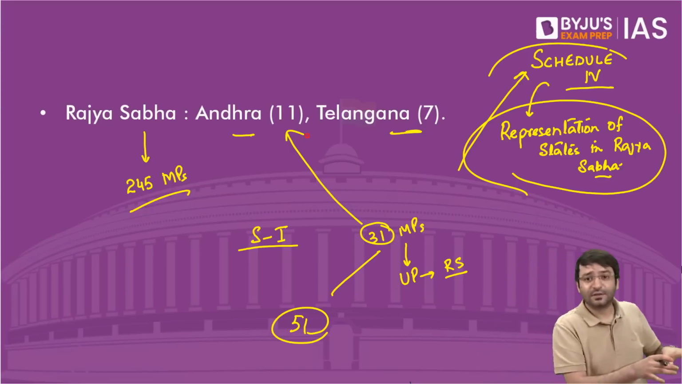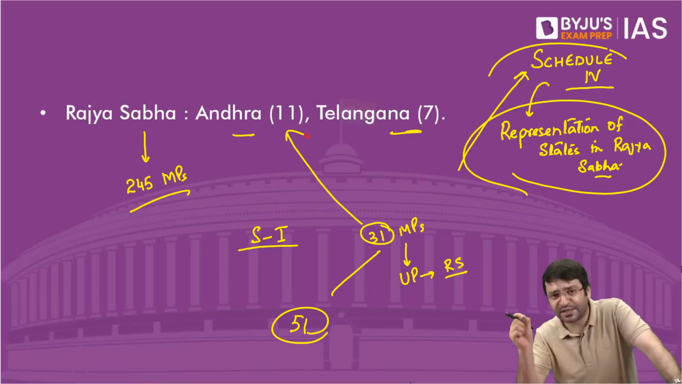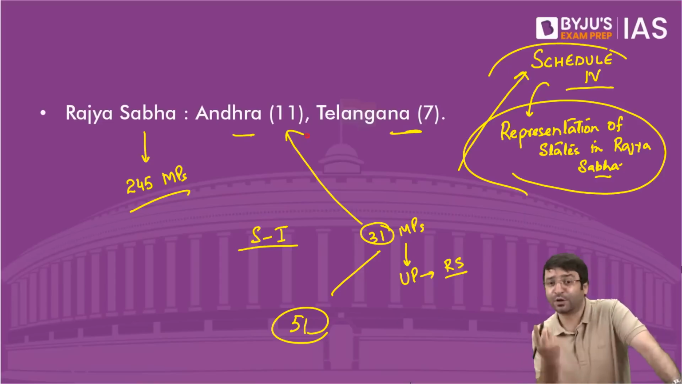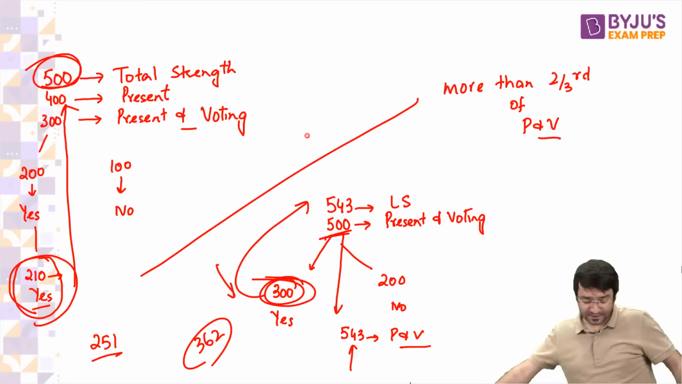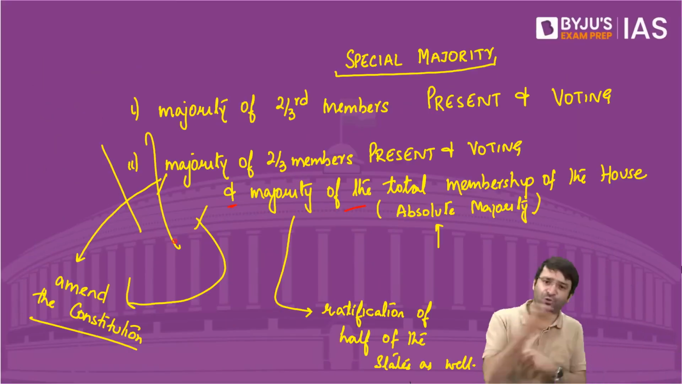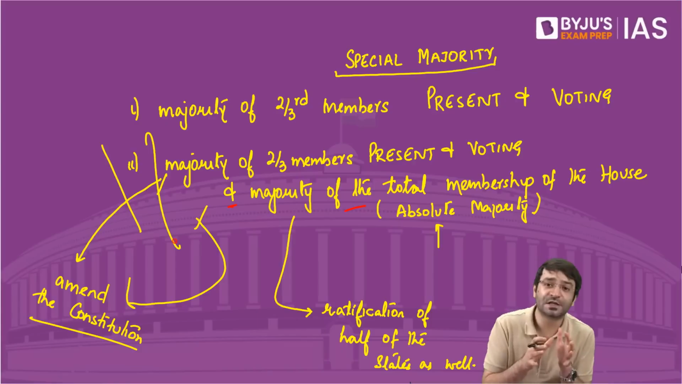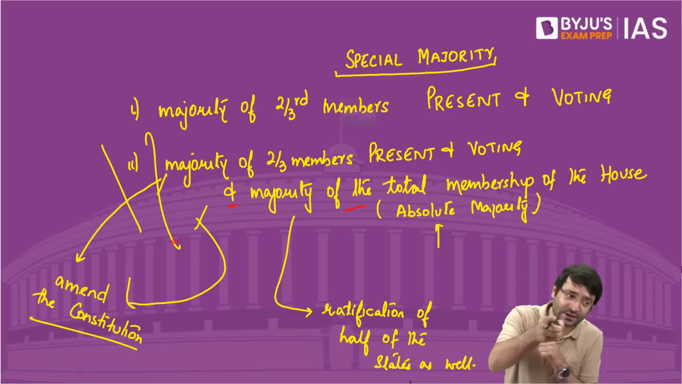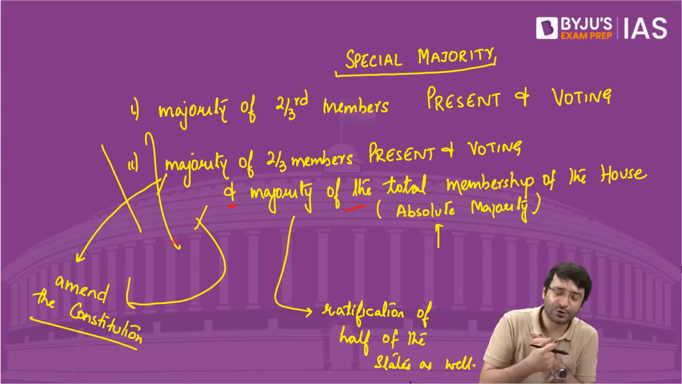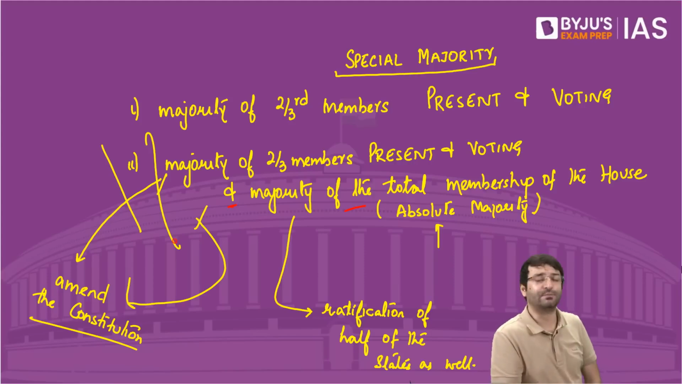But without merging, without reorganizing, without Article 3, if you want to change the representation of states in Rajya Sabha, you require a constitutional amendment. That constitutional amendment should be passed by two-thirds of the members present and voting, plus an absolute majority. But once it is passed by Parliament, it has to be sent to all the state legislatures. Only when half of the 28 state legislatures, 14 of them, say yes, we agree, only then can this constitutional amendment be accepted.